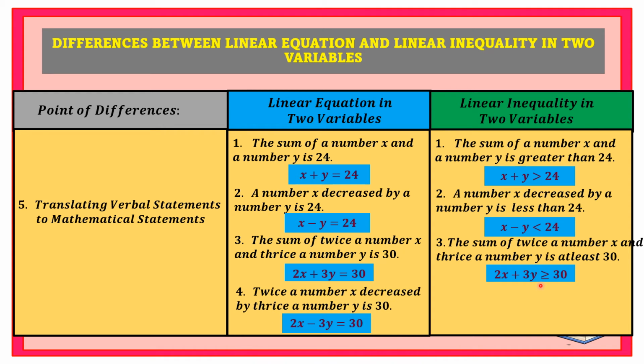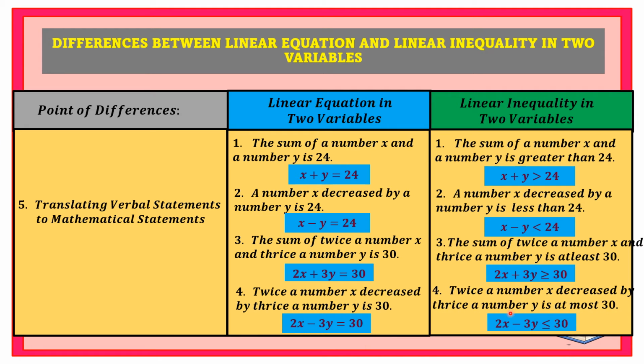Next, twice a number x decreased by thrice a number y is 30. So 2x minus 3y is equal to 30. Kapag ginawa natin yung inequality, twice a number x decreased by thrice a number y is at most 30. Dahil at most, it should be less than or equal to. Okay, marami pang ibang translation na posibleng gamitin dyan.